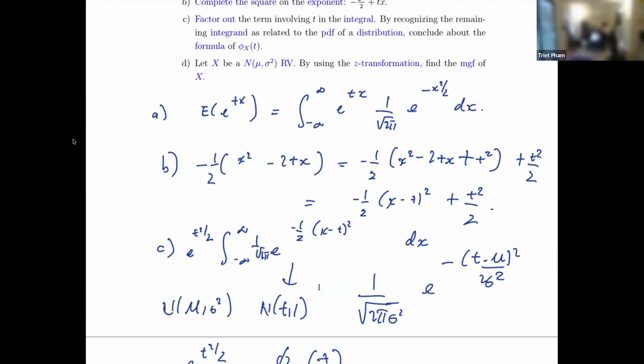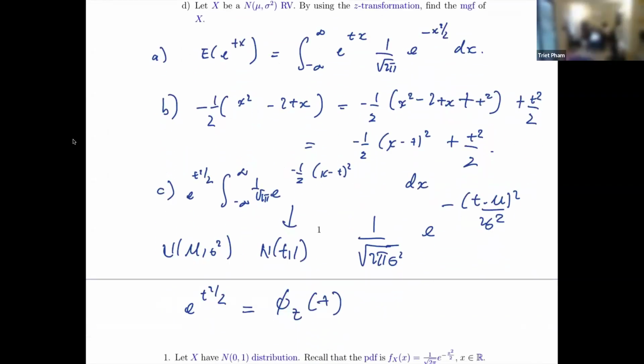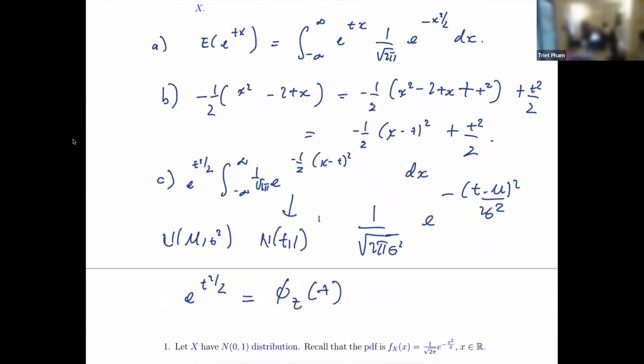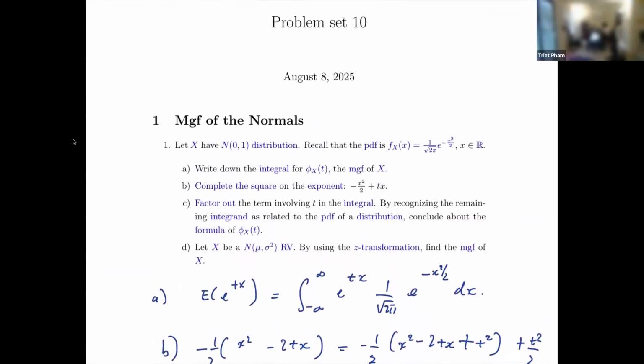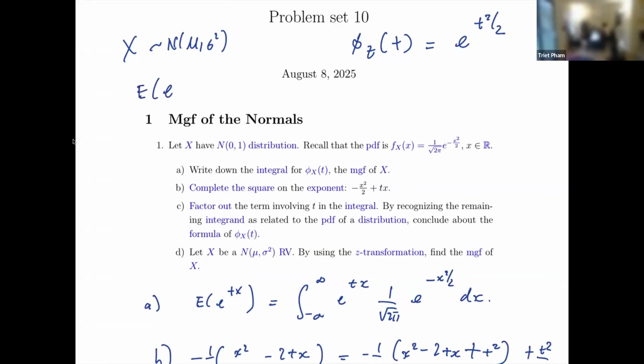Okay, so how would that work? If X is normal mu, sigma squared, and we already know that the moment generating function of a standard normal is e to t squared over 2. How would we use this fact and the Z transformation to calculate the expectation of e to tx? What will we do?